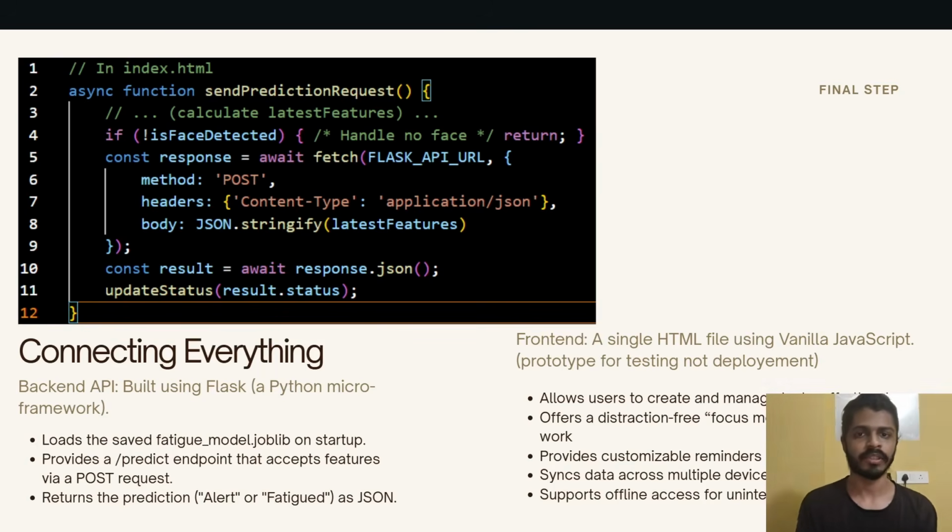So how did we connect everything? First we have to build the API, because we need some interface to connect with our model. That's why we made this API using the Flask Python micro framework, which loads our fatigue_model.joblib when we start the server, provides a predict endpoint where we send the request, and returns a prediction to the front end with an alert or fatigue response. We designed the whole front end using a single HTML file with vanilla JavaScript. It is a prototype, so we don't use any fancy frameworks.